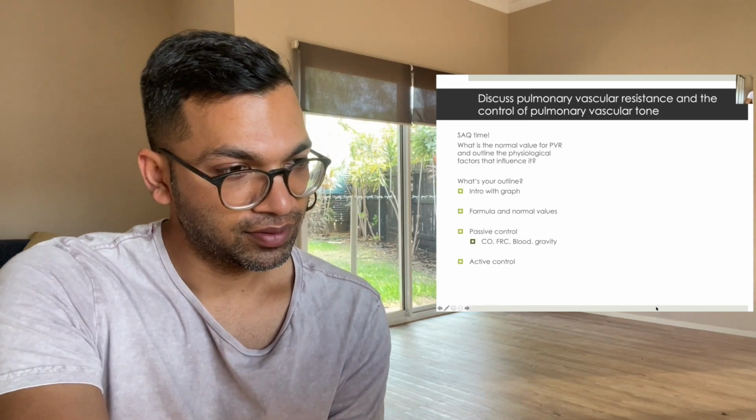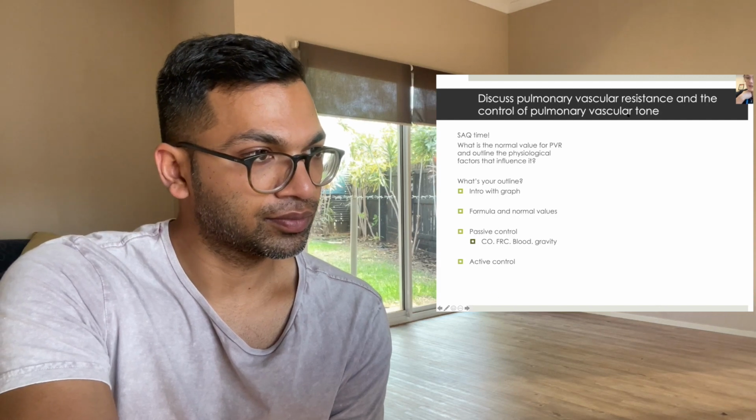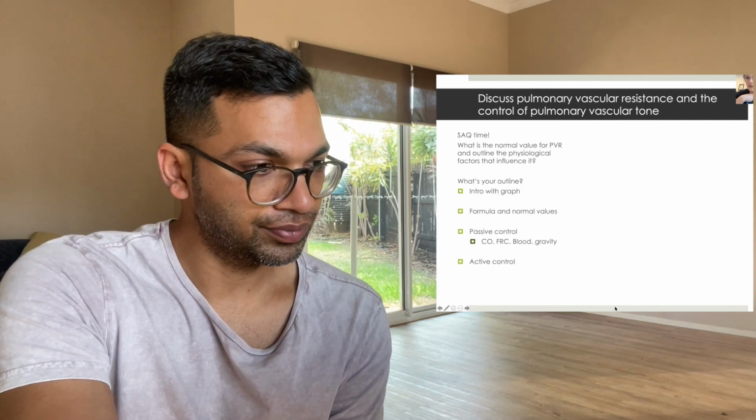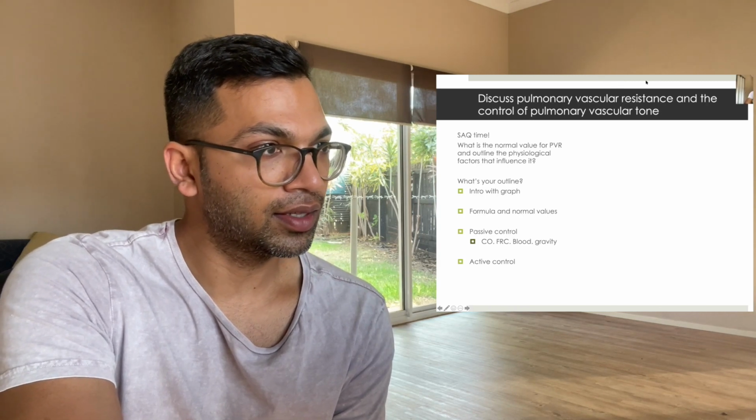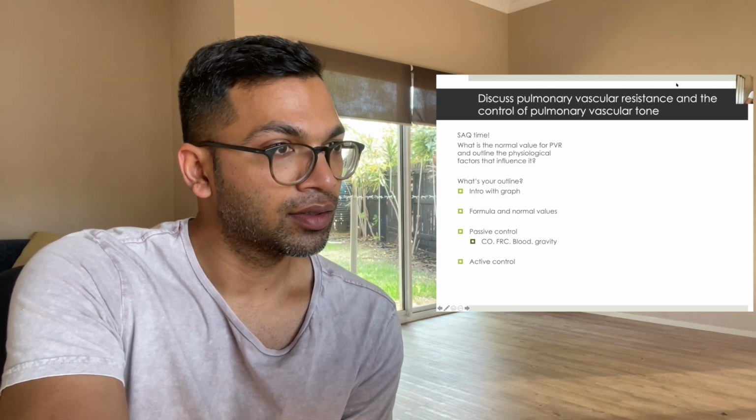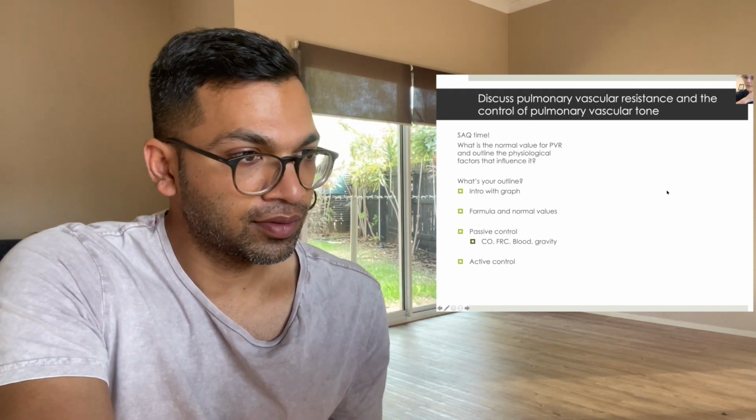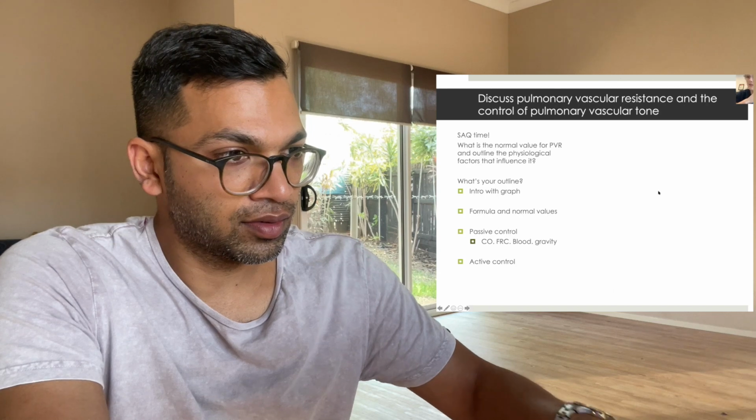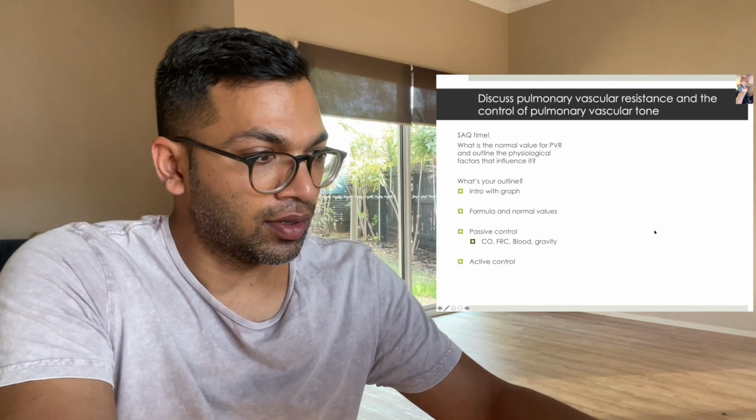Active control is like your hypoxic pulmonary vasoconstriction, which is augmented by CO2 and hydrogen ion concentration, so high CO2, low pH. Anything else? There's things that you could get, like metabolic and myogenic. I suppose it's not really so much a thing of the pulmonary system though. I'm not sure. No, all good.